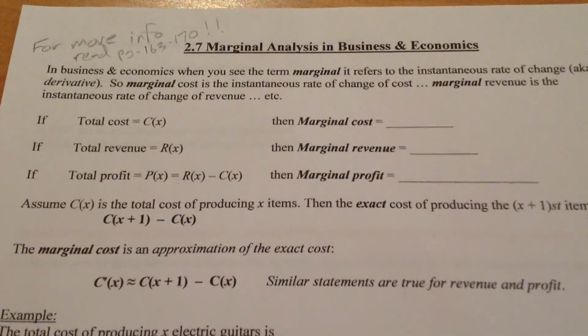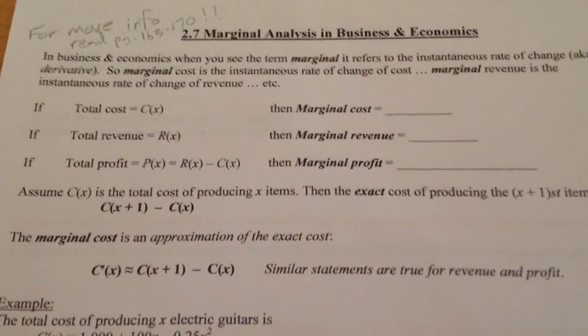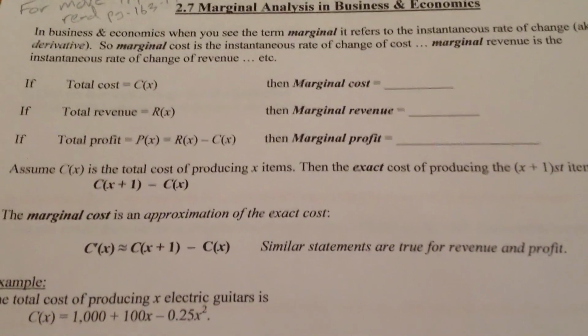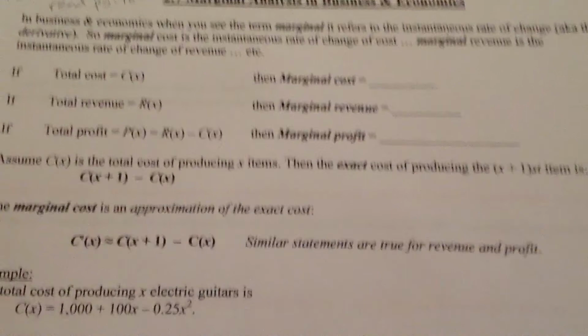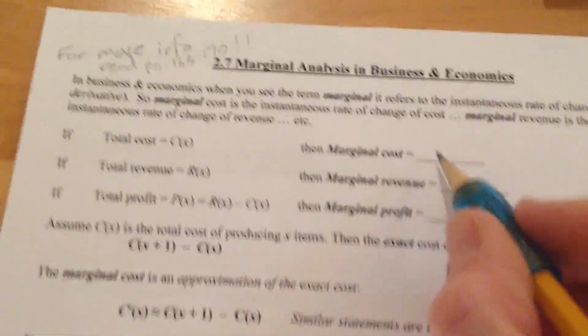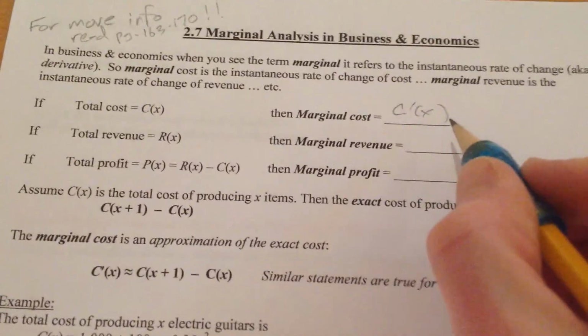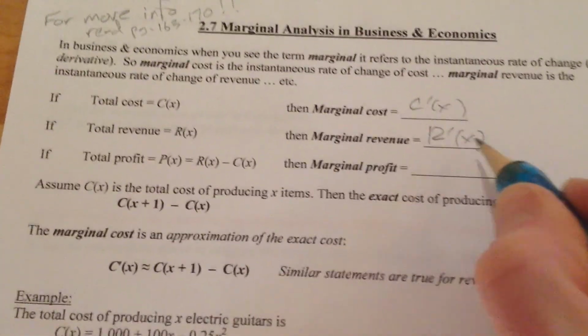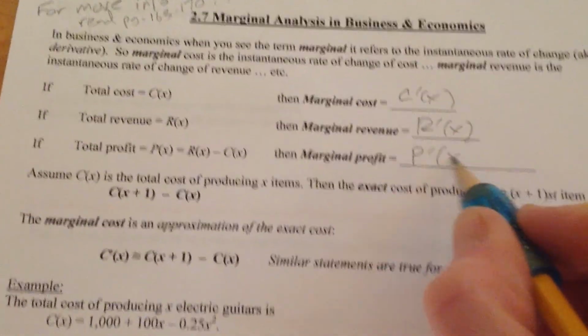So marginal cost is how the amount of money it costs you to create a product is changing with respect to time at that particular point in time. So marginal cost literally is just the derivative of cost. And marginal revenue is just the derivative of revenue. And marginal profit is just the derivative of profit. So if you have the original functions, you just take their respective derivatives.